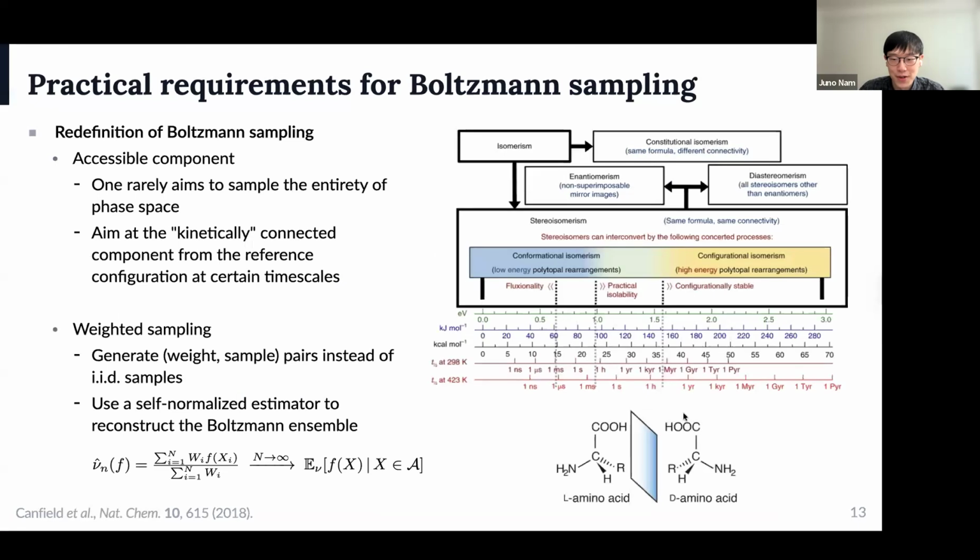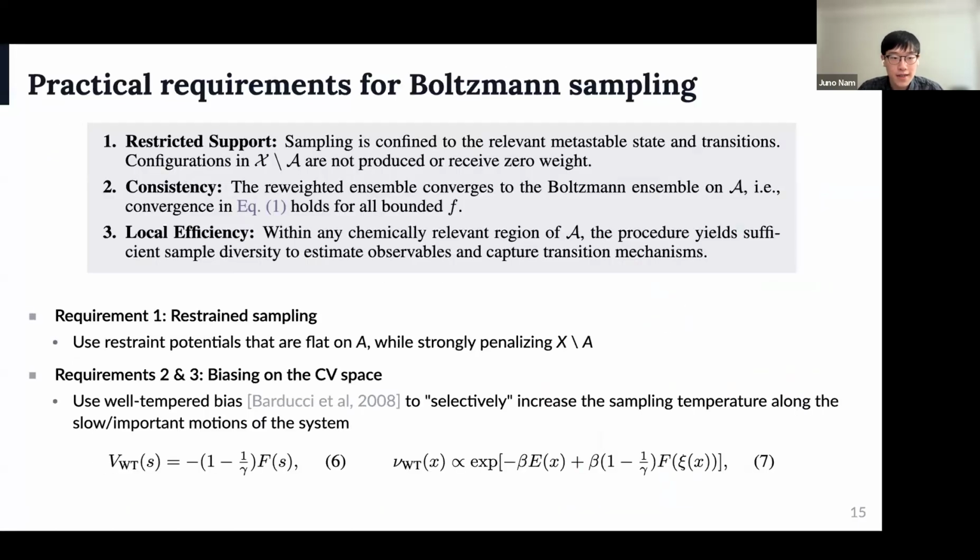For example, when we want to confine the sampling to L amino acid instead of D amino acid, then the order parameter that discriminates between these two states is the improper torsion angle centered at this carbon. So we can use some kind of flat-bottom harmonic potential that is zero when we are in L amino acid, but that goes up when we get into the D amino acid range.